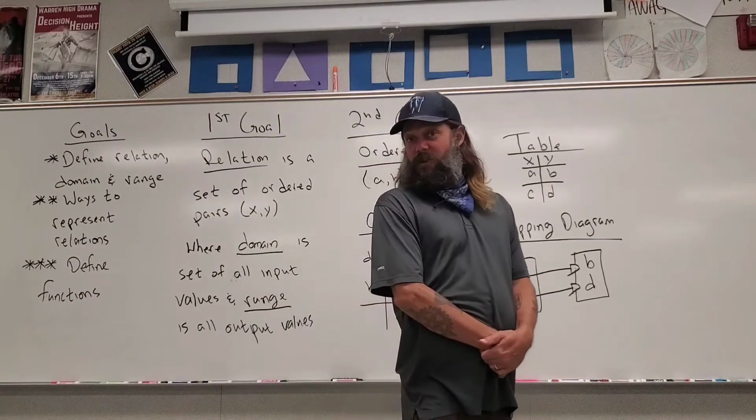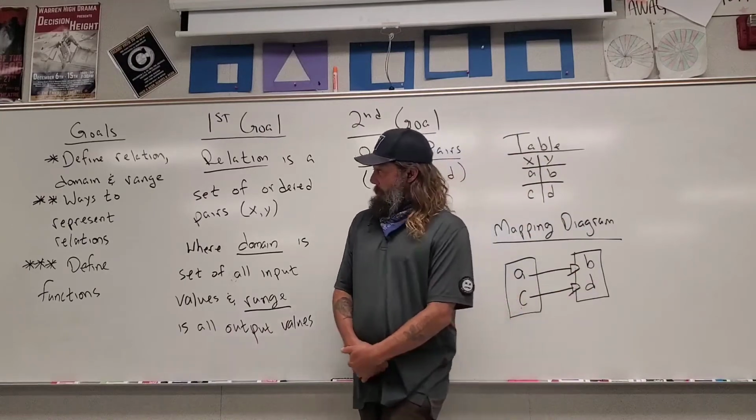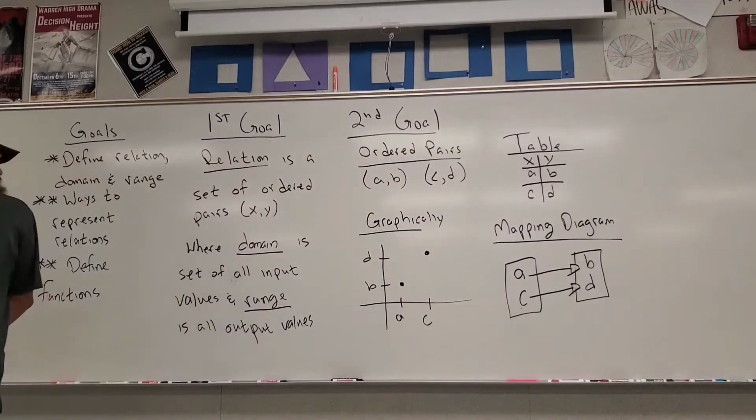This lesson is for section 3.4 in our book, and let's just go ahead and get started. We have 3 goals for this 3.4 lesson. Our first goal is to define a relation, the domain and range. Our second goal is to understand ways to represent relations. And our third goal is going to be to define functions.